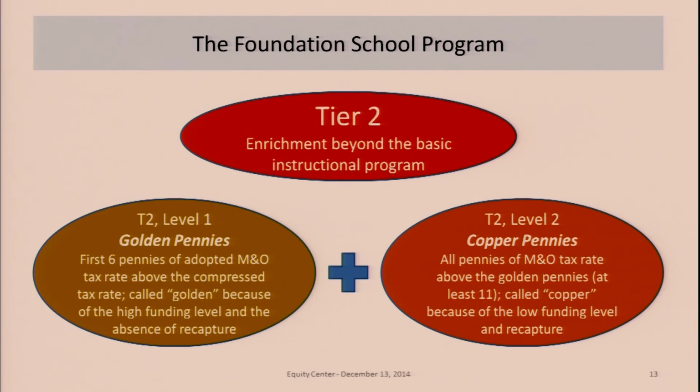Beyond that, you have Tier 2, Level 2, and the name that people have given that is copper pennies because it has a relatively low funding level and there is recapture. And there's at least 11 copper pennies, and under certain circumstances, which we'll talk about in more detail in a later session, you can have more than just 11 pennies of copper pennies.